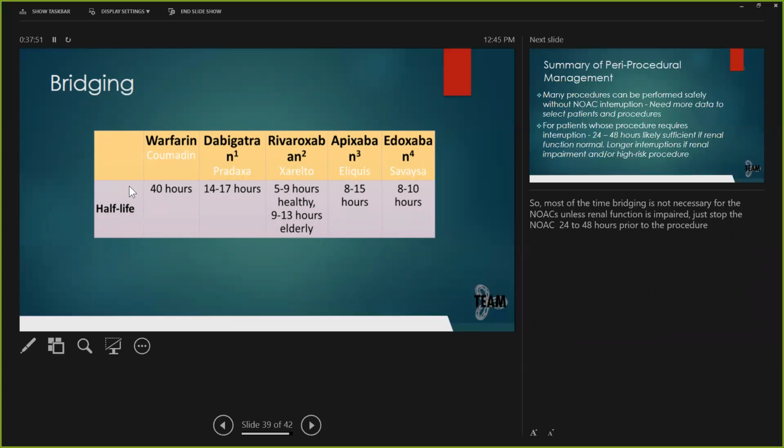But for all these other agents, you really don't need bridging. You can just stop them 24 to 48 hours. I do 48 hours if they have any spinal procedures or anything. But for normal procedures, I just stop the drug 24 hours. They just don't take it the day before the procedure and get started the day after the procedure on these newer agents. That's the easy thing with the newer agents. We don't need to worry about Lovenox bridging for this patient.